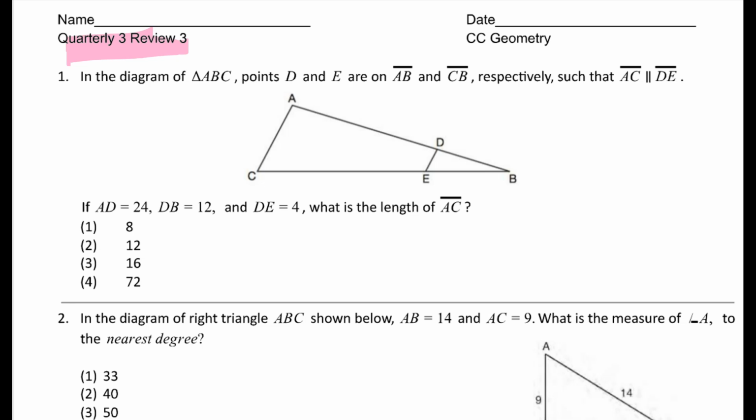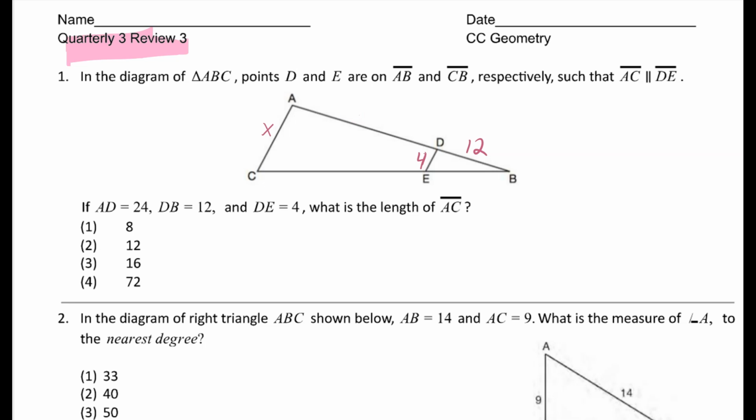So for number 1, in the diagram of triangle ABC, points D and E are on AB and CB, respectively, such that AC is parallel to DE. So essentially, they're telling us that these triangles are similar by a corresponding angles argument. If AD is 24, DB is 12, DE is 4, what is the length of AC?